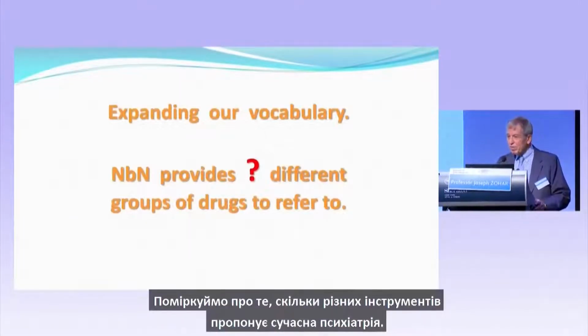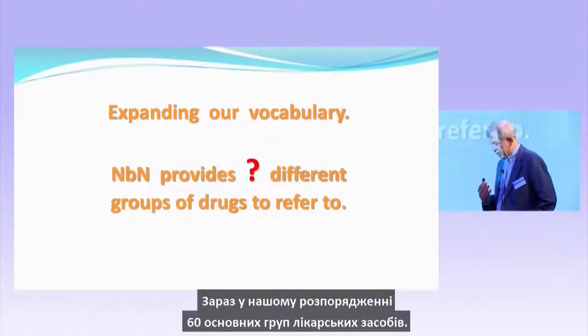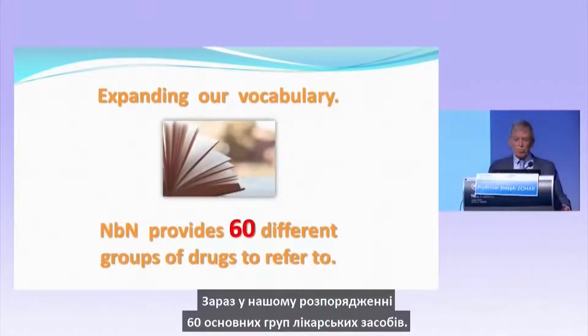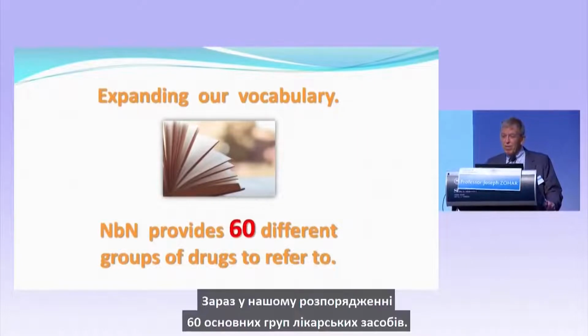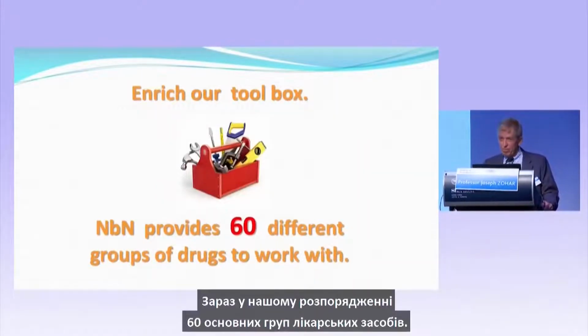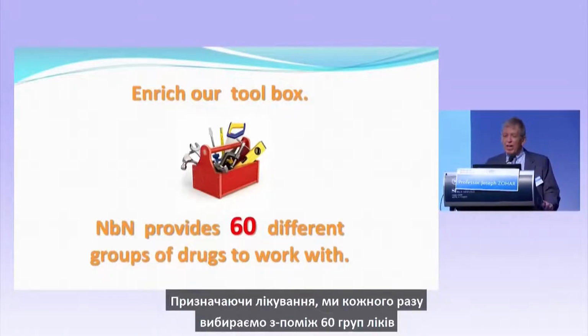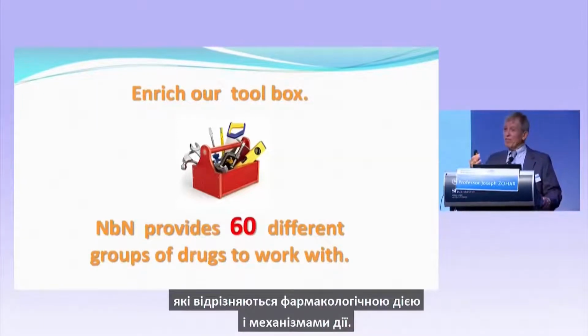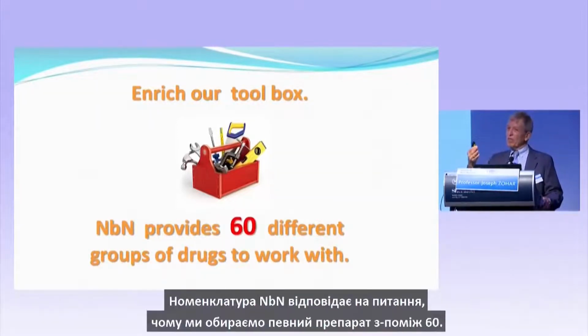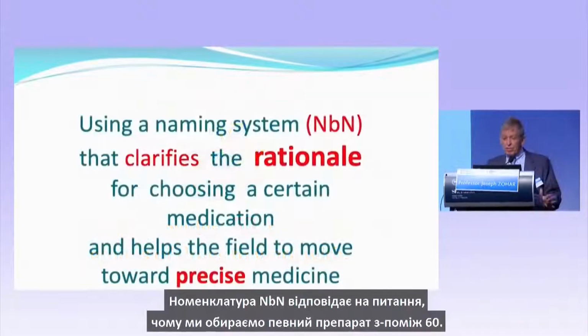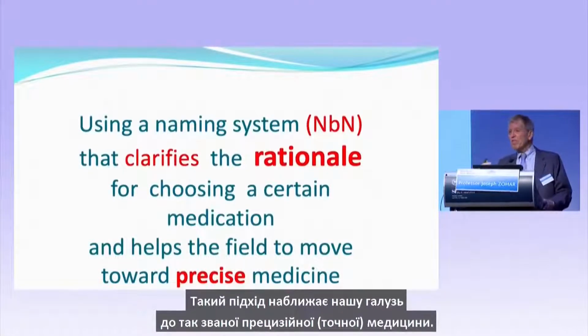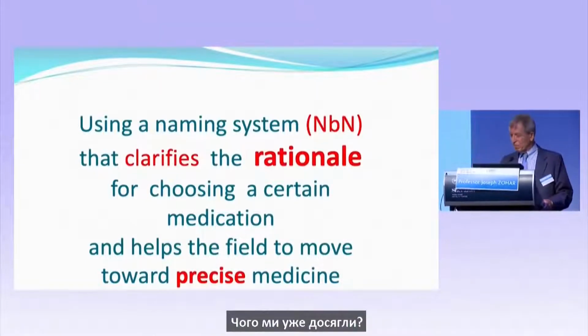So if you think about it, how many different tools do we have now in psychiatry? We basically have 60 different groups of drugs to refer to. Think about it, each time that we are prescribing medication, we have 60 different groups of drugs based on different pharmacology and mode of action to choose from. Using the naming system NbN clarifies the rationale for choosing certain medication, because it provides us 60 different tools, it helps the field to move towards precision medicine.